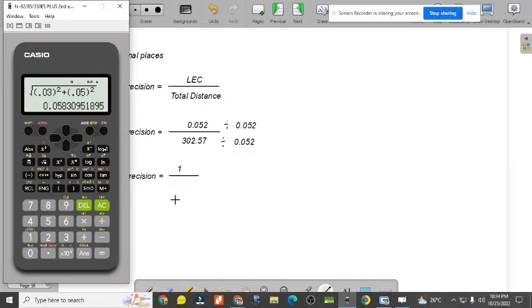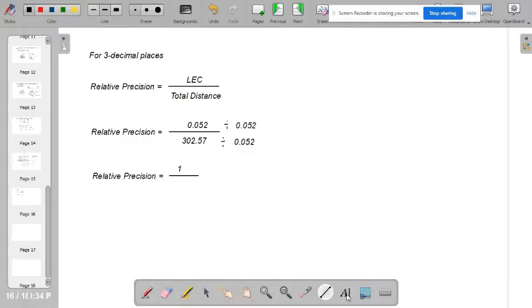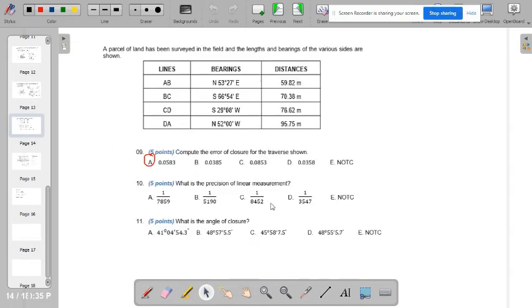Okay. So let's check. 302.57 divided by 0.052 is equal to 5818. Now, if we're going to round this off, it will be like 5819. Okay, so 5819. Now, if you can see, class, wala ito sa choices, no? Wala siya sa choices. 5189, wala.